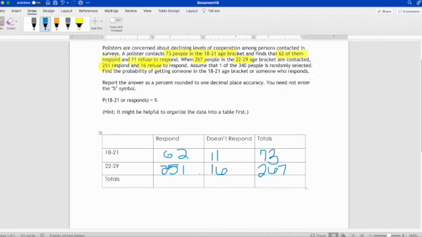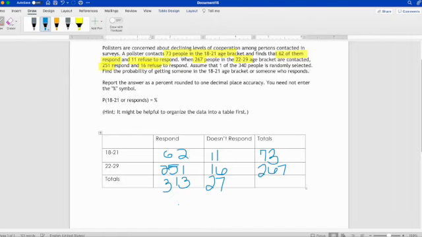Okay, now if I come across here, I can make sure that they add up. So if I take 251 and 16, that gives me 267. So that works. Now, even though they didn't give us this information, I can come down and give the total for doesn't respond and respond. When I take 11 and 16, that gives me 27. When I take 62 and 251, that gives me 313.